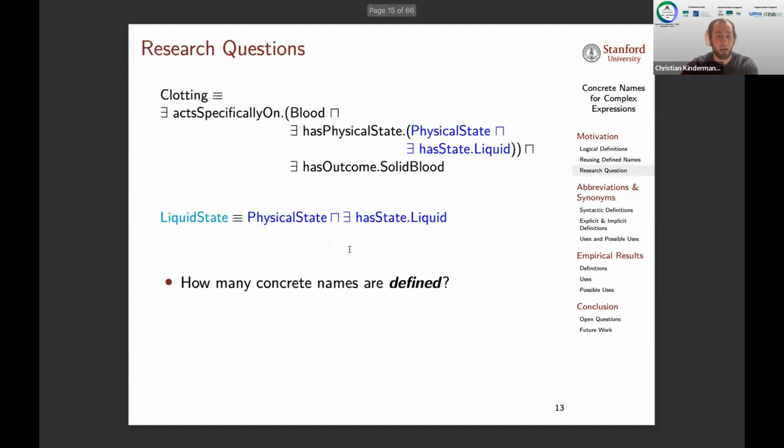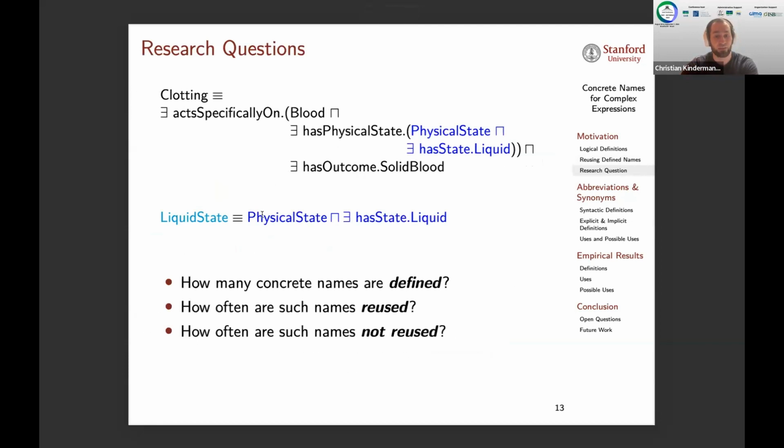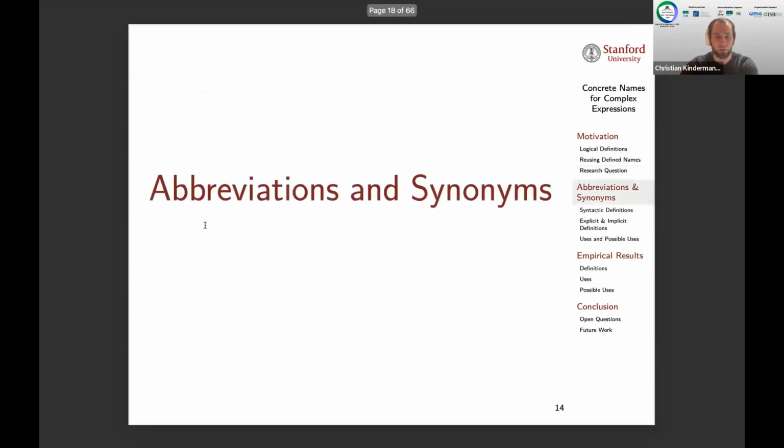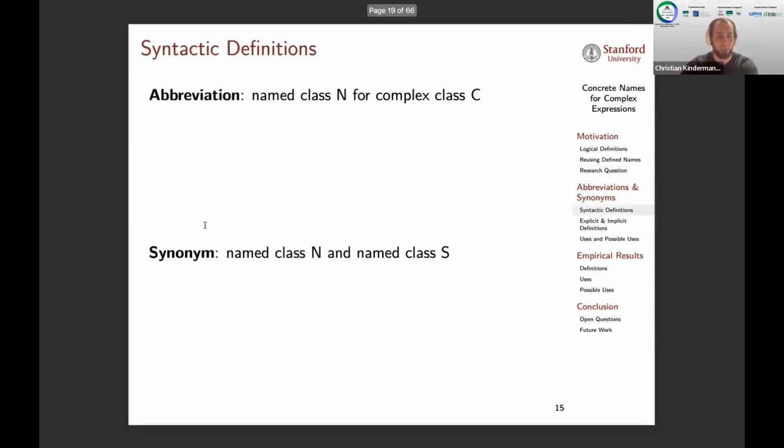Number one, how many concrete names do we actually have in our ontologies? How often are such names reused? And how often are such names not reused despite being available? And when you ask these kinds of questions, you of course have to define your notions with respect to which you want to measure these things, right? So let's just do this. I apologize, this is going to be a bit dry, but it's important so that we all know what we're talking about here. So I define two things.